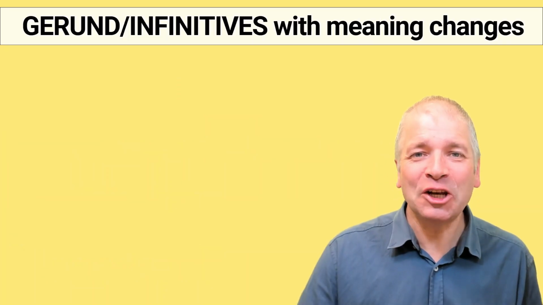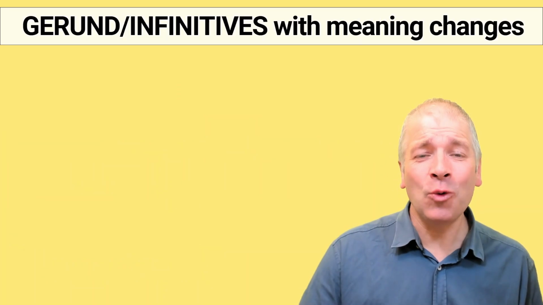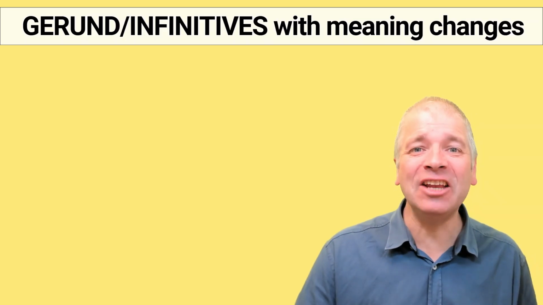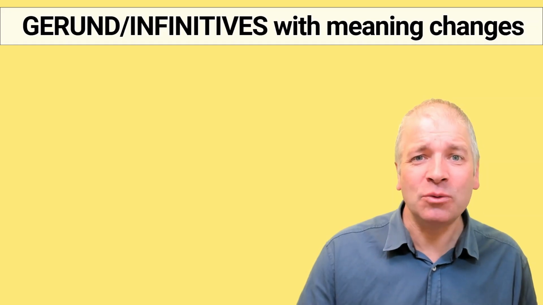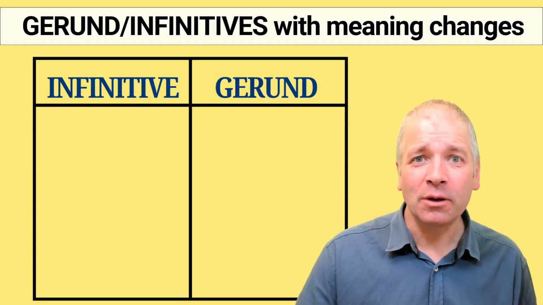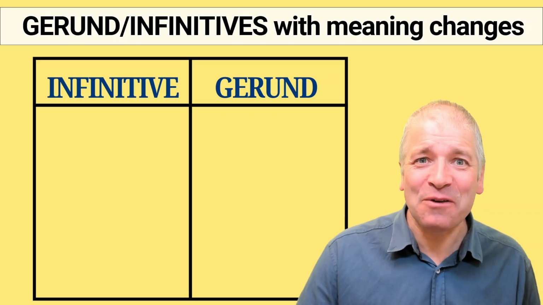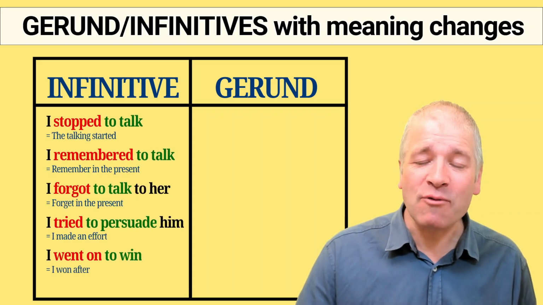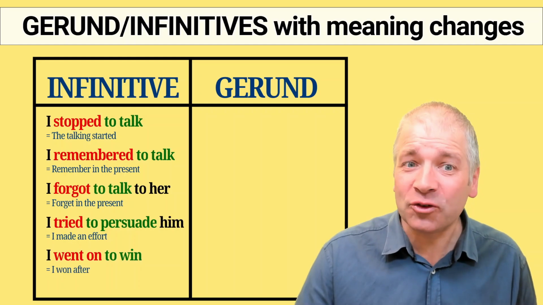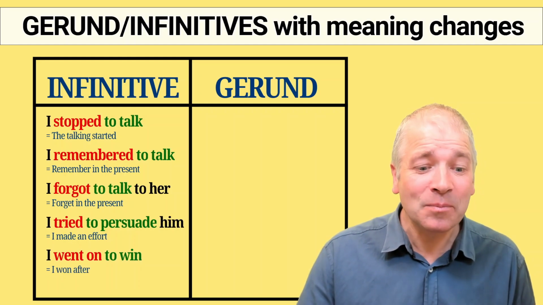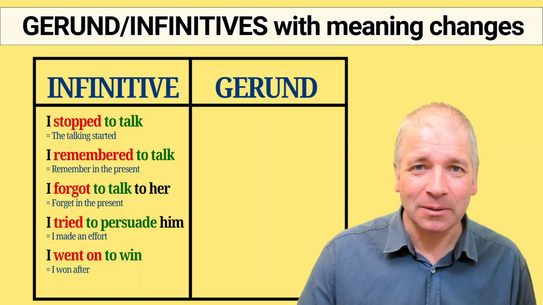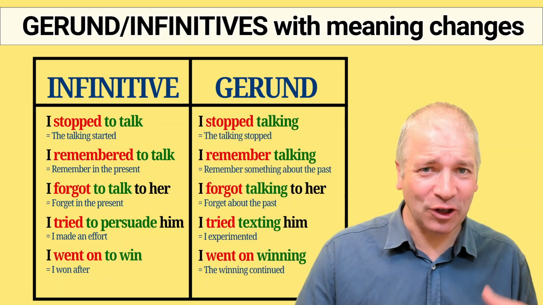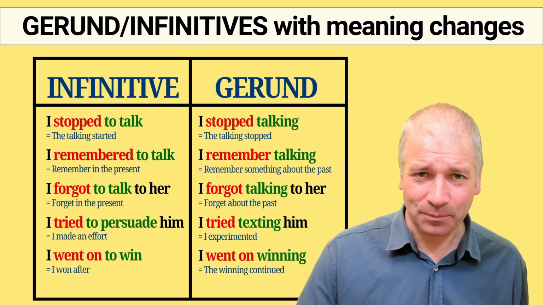There are some unusual verbs in English which can be followed by either a gerund or an infinitive, but the meaning changes when it happens, and you need to know how. First of all, let's look at the infinitives on the left. I stopped to talk, I remembered to talk, I forgot to talk to her, I tried to persuade him, I went on to win. Compare that with the meanings when we have the gerund following instead.